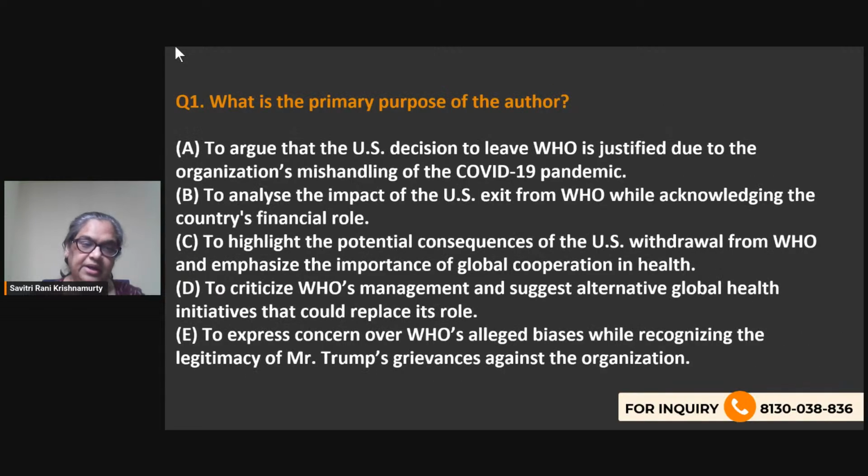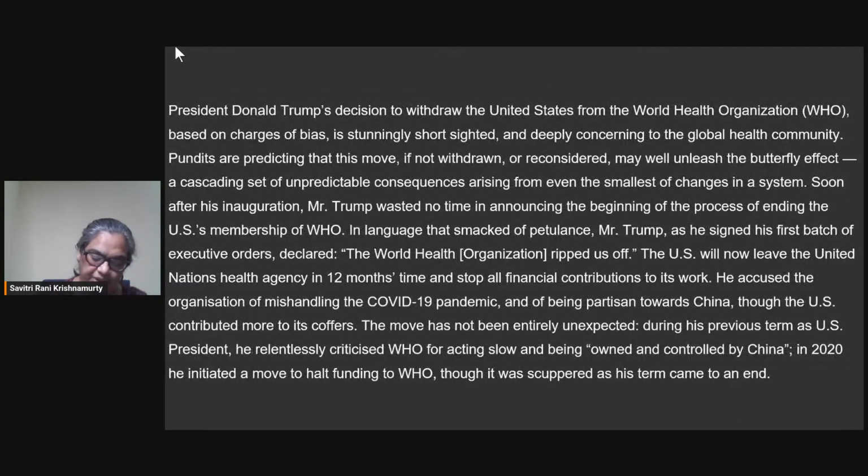All right, let's quickly summarize the passage. I hope you could read both the slides. Now, you know the US has withdrawn from the World Health Organization, and this article is about the withdrawal and the likely effects. President Donald Trump's decision to withdraw the United States from the World Health Organization based on charges of bias is stunningly short sighted and deeply concerning to the global health community. It's a matter of concern and worry to the entire global health community.